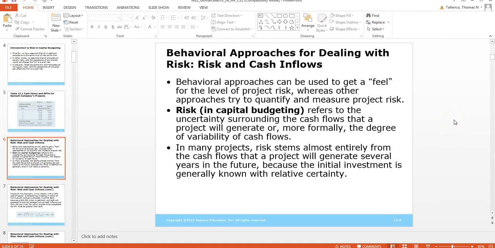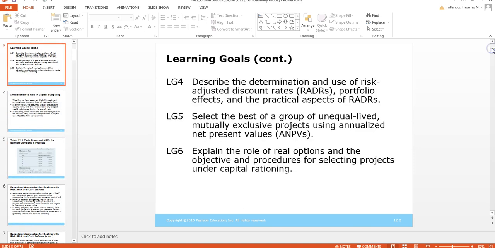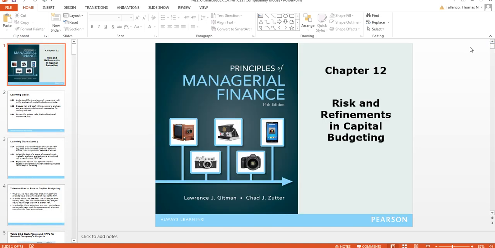So hello everybody, I'm back again, and I want to discuss chapter 12, and we're going to talk about refinements in capital budgeting. Let me just go back a couple slides here, and you'll see the title is Risk and Refinements in Capital Budgeting.